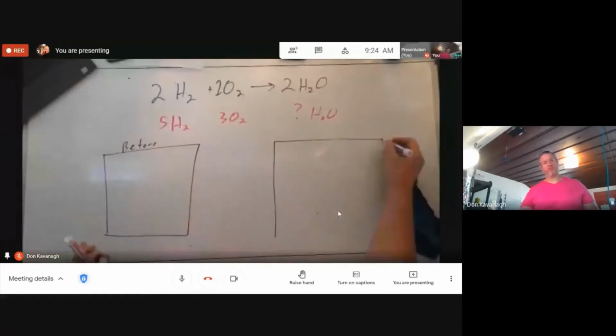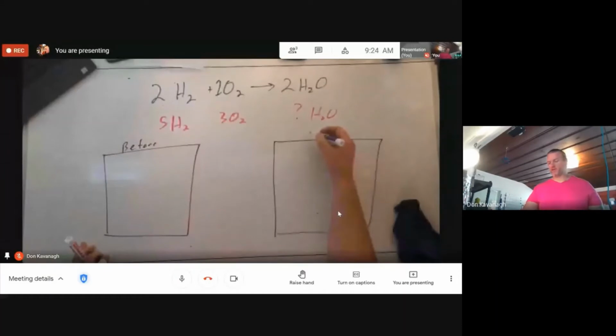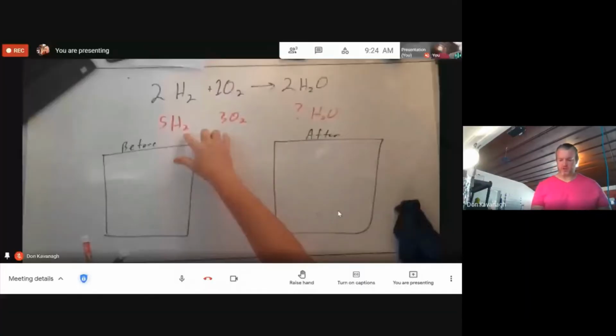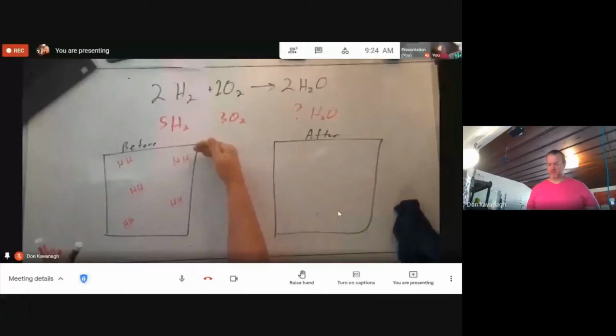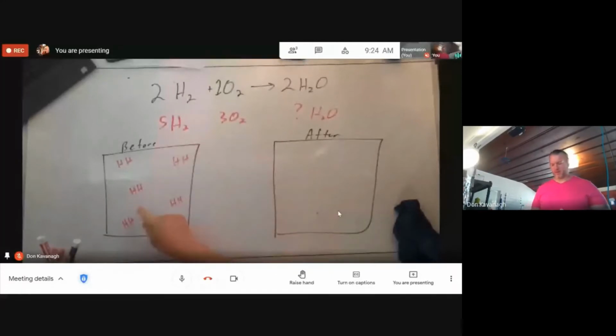So in the before, at the very beginning of the reaction, there are 5 H2s present. So I am going to put those 5 H2 molecules of gas displaced in the container as a gas would. Gases fill their spaces. They're relatively far apart from each other. So here's my 5 H2s. Now there's going to be 3 O2s in here. And there are my 3 O2s.